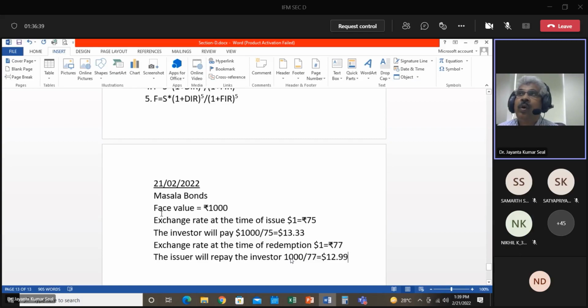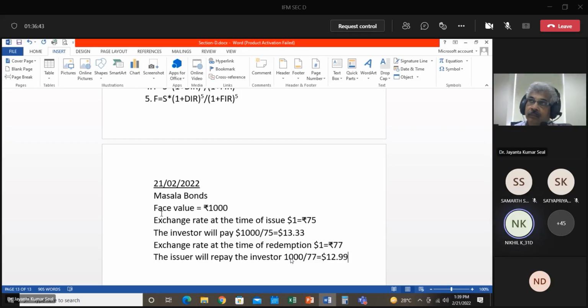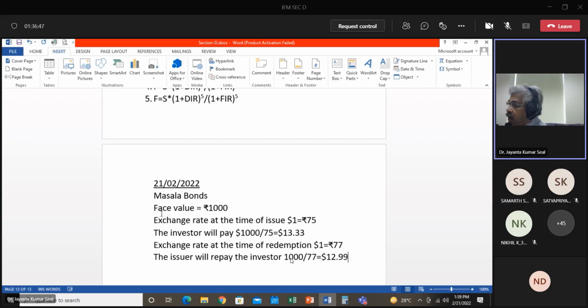So who has the exchange rate risk? Investor. So the biggest advantage of this bond is that exchange rate risk is passed on to the investor. So the issuer does not have the exchange rate risk, which is the biggest problem of foreign currency loans. This also comes under external commercial borrowing.